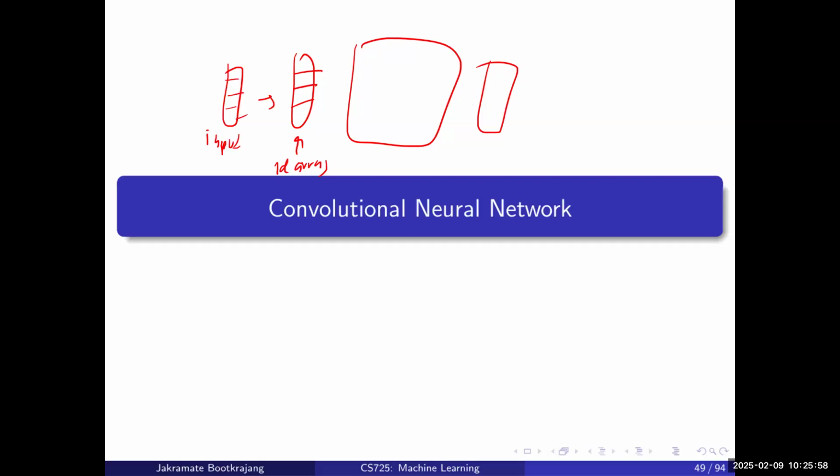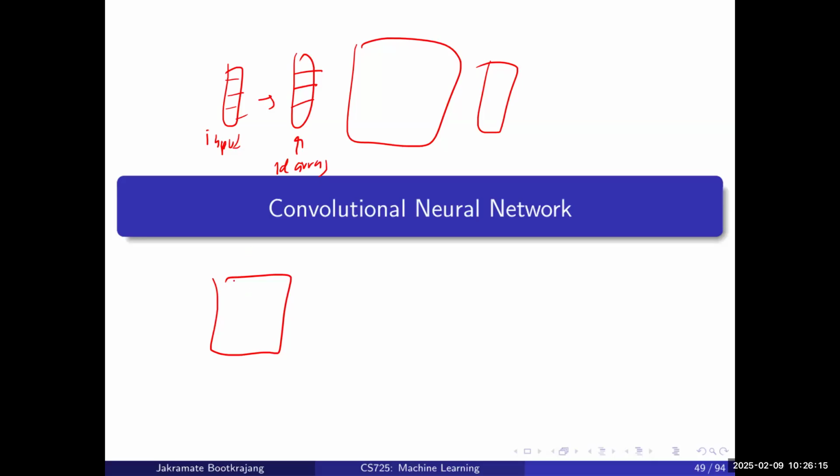And the question is, how can we use neural networks for data that is not a 1D array? For example, we have an image, right? We have an image, which is a 2D array input.